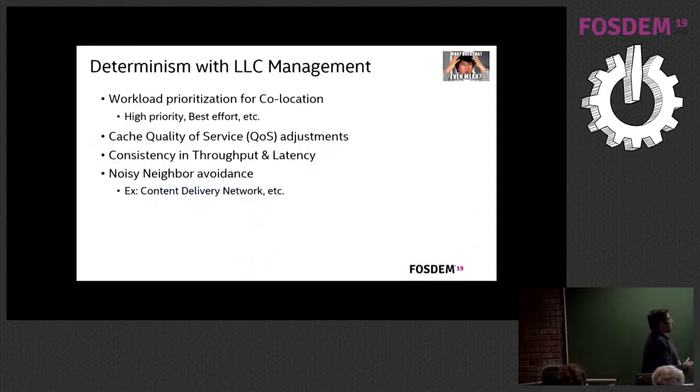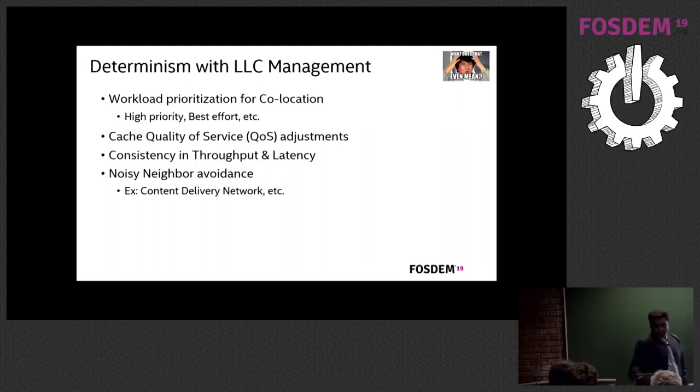So how do you achieve this determinism that we're talking about? Like we were saying, a lot of workloads are co-located all the time in a cloud deployment. While you're tuning your quality of service, especially for cache, you're looking at your throughput and latency measurements. One example of noisy neighbor avoidance: take a content delivery network where you have 2 different media streaming applications running. Each is noisy to the other, because each application has a lot of memory reads and writes and a lot of cache utilization. Now, how would you detect, control and avoid workloads like this?